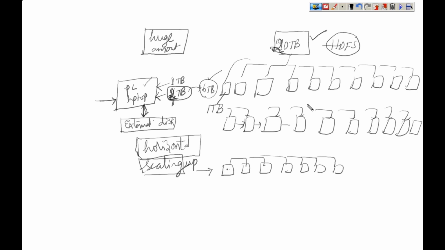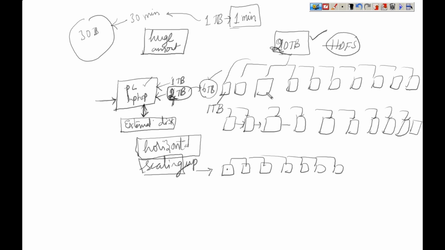Let us say the time taken to process 1 TB of data is 1 minute. If we store the entire 30 TB of data in a single machine and try to process it, how much time is it going to take? 30 minutes, based on this assumption. And how much time is this cluster going to take? This cluster is going to take still 1 minute only. Why?